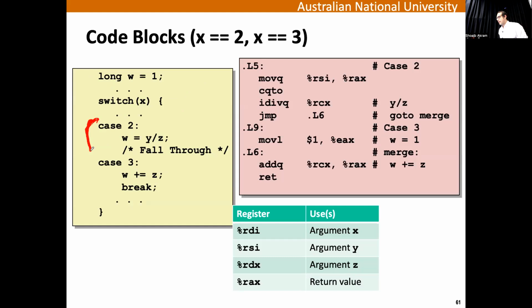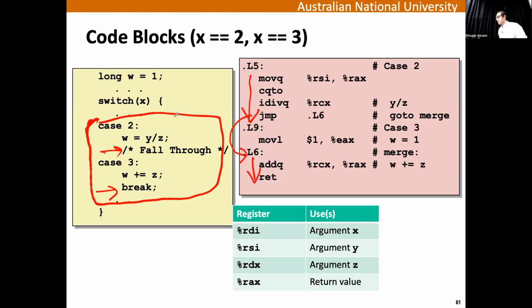Case 2 executes all of this code because there is no break here. There's only a break after case 3. So you can jump to L6 and execute those instructions after you're done executing the instruction for case 2. So this is how you can do fall through.